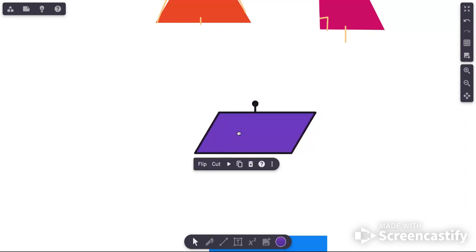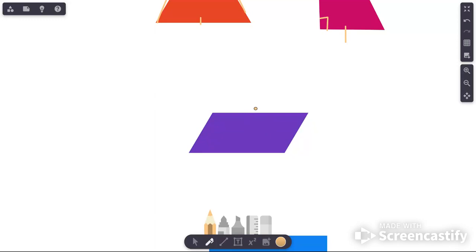This special quadrilateral is called a parallelogram. And what makes this a parallelogram is that it has two pairs of parallel sides. So in this shape, opposite sides are equal length. This line is parallel to this line, and these two lines are parallel to each other as well. That is why it is called a parallelogram.